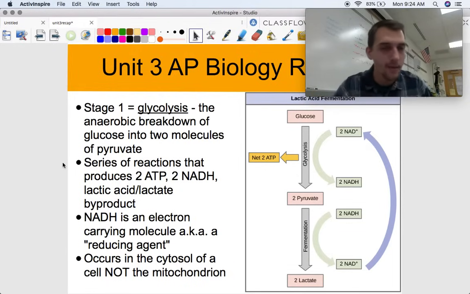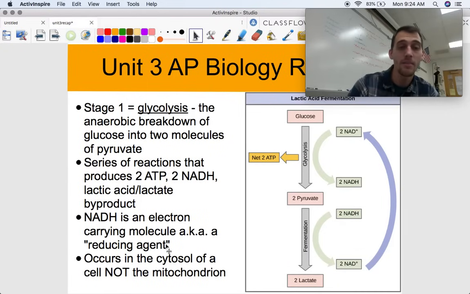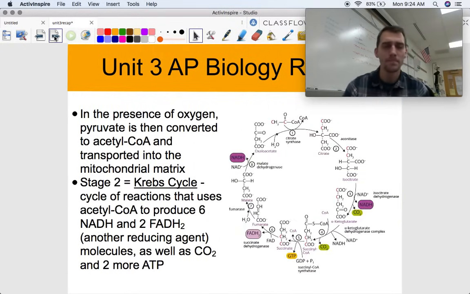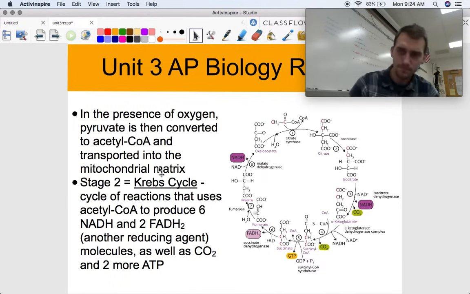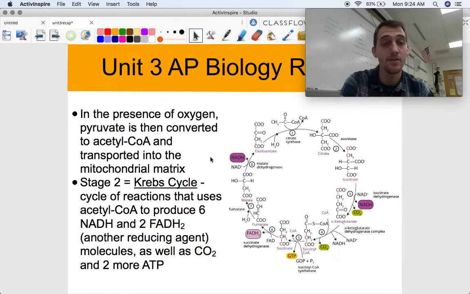So stay in shape. NADH is an electron-carrying molecule, aka a reducing agent, very similar to NADPH, as we talked about before. And glycolysis occurs in the cytosol, not in the mitochondrion. In order to get it into the mitochondrion, pyruvate, which is the end product of glycolysis, is converted to a molecule called acetyl-CoA and transported into the mitochondrial matrix, the very inside of the mitochondrion, which is where the Krebs cycle occurs, and that's stage 2. That is a cycle of reactions that uses acetyl-CoA to produce 6 NADH and 2 FADH2, another reducing agent molecule, as well as carbon dioxide, and more ATP.